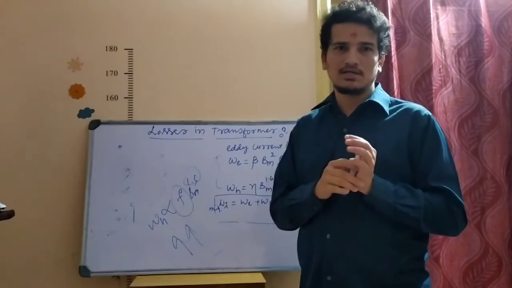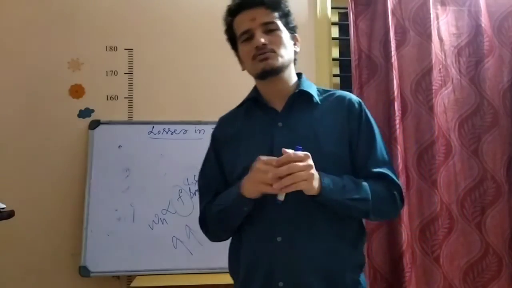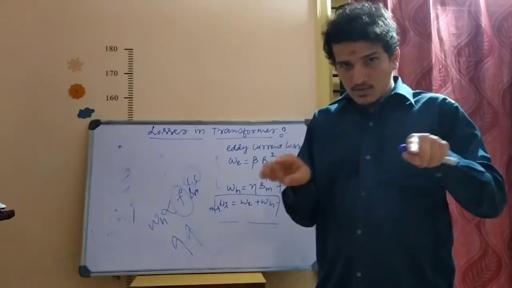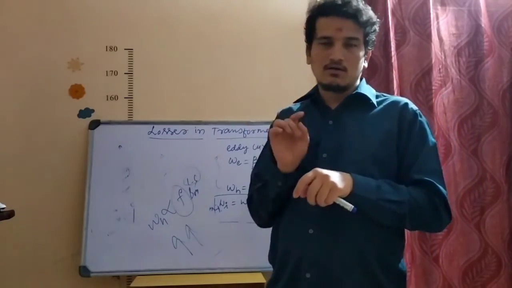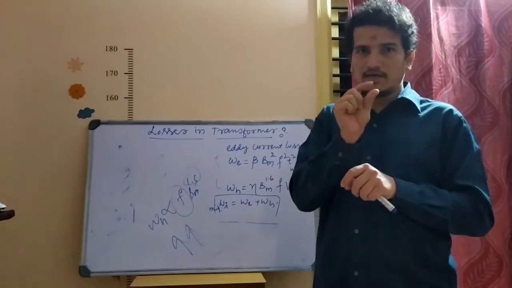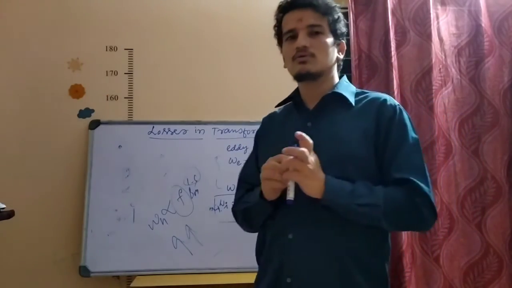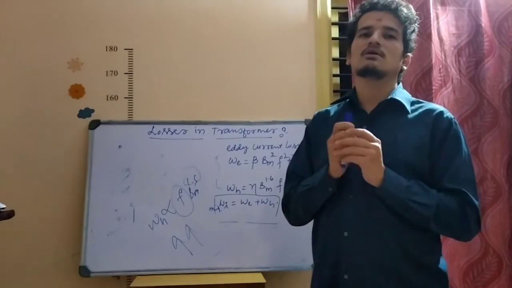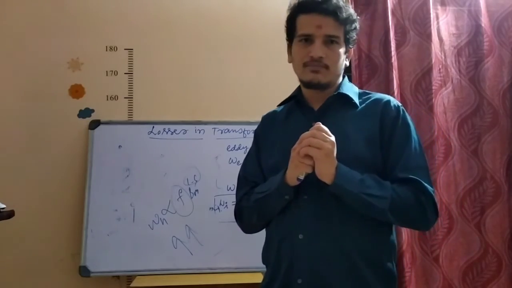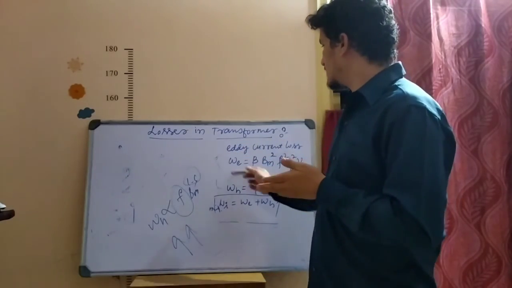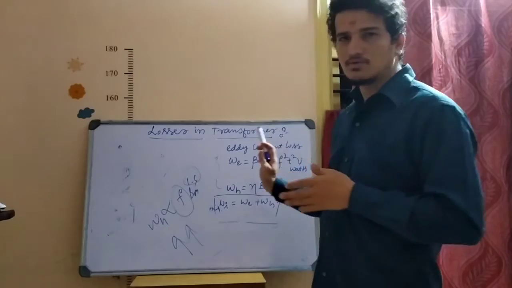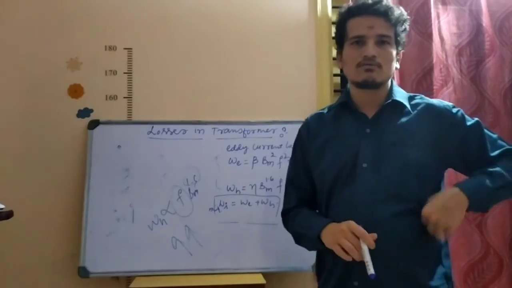That current is called eddy current, due to which a loss will take place due to the resistance of the core, that is I square R. I is the eddy current, R is the resistance of the core. That loss is called eddy current loss. It is given by the empirical formula WE is equal to beta so and so, and it is directly proportional to the square of F.